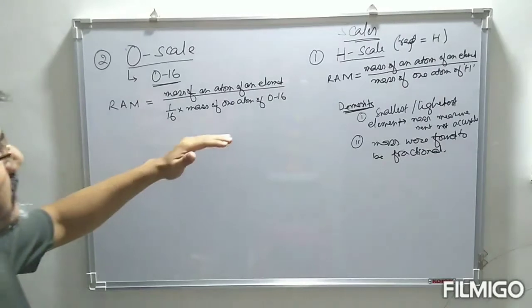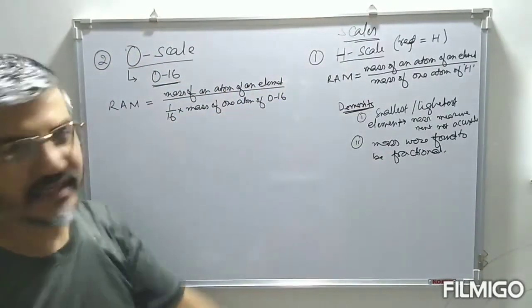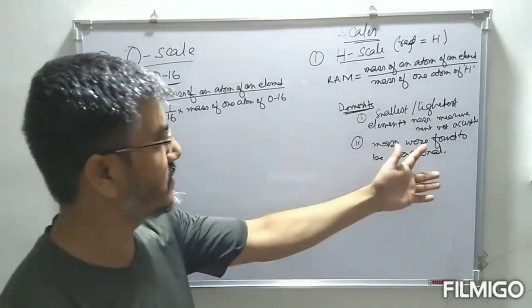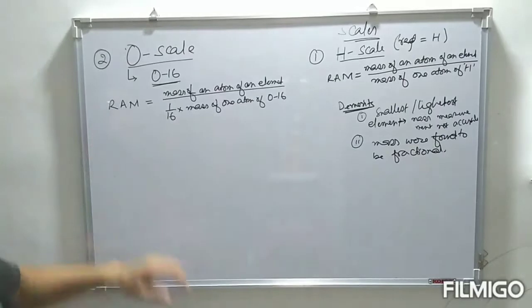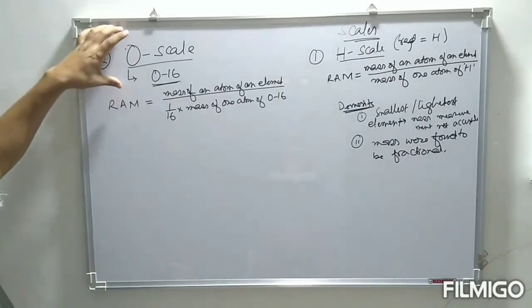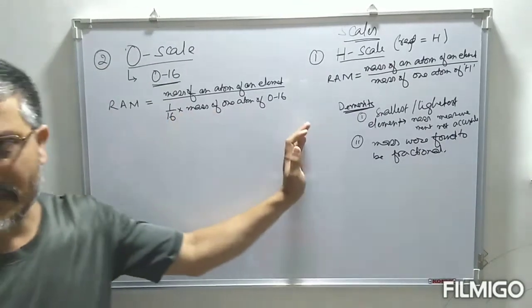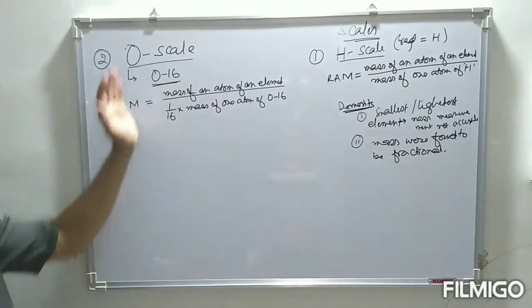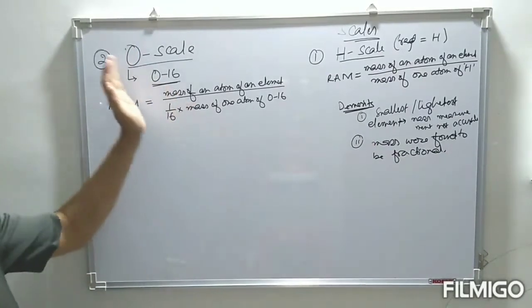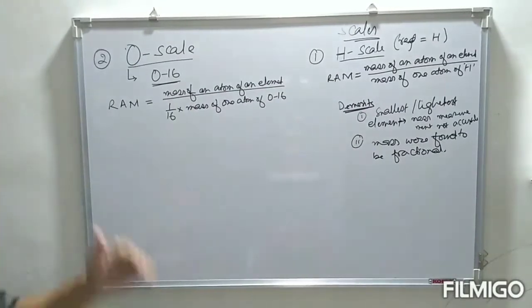So now look at this. One of the important demerits of the hydrogen scale was that atomic mass measured in terms of the hydrogen scale was found to have fractional values, whereas if you measure the mass in terms of the oxygen scale, most of the masses were found to be whole numbers. So since most of the masses were whole numbers, this was more accurate than the hydrogen scale.